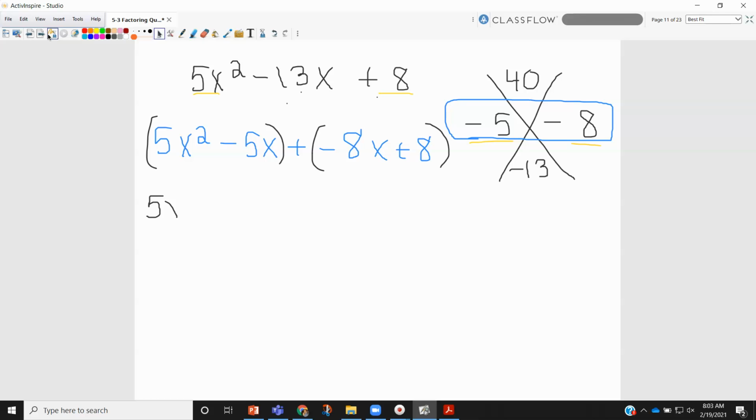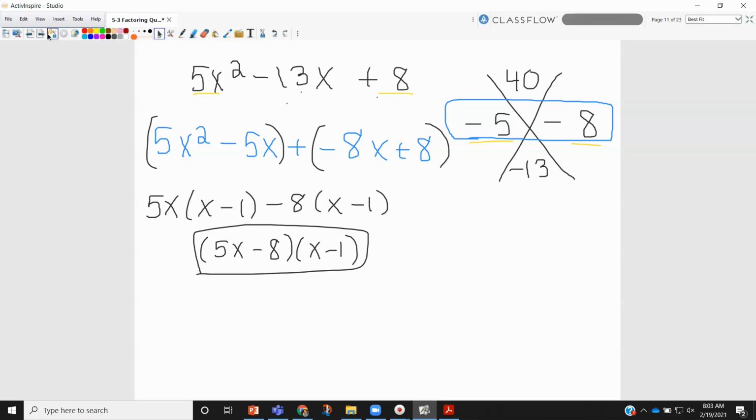And then we take out a negative 8 from the second two terms, leaving me with x minus 1. So that means my factors are 5x minus 8 and x minus 1.